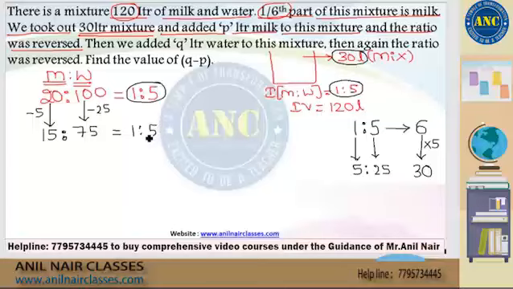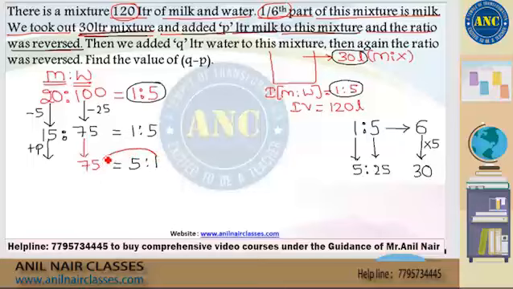Now, what is the next statement they have given? When we take 30 liters of mixture and add p liters of milk to this mixture. Now, for this I am adding p liters of milk. If I add p liters of milk, the ratio will be reversed. The 1:5 ratio will become a 5:1 ratio, it seems. That means I am adding p liters of milk. Water will not change. Water still will be 75 itself.